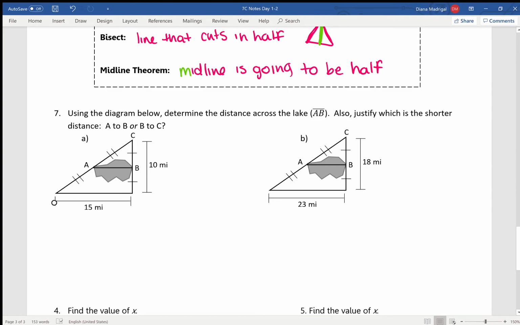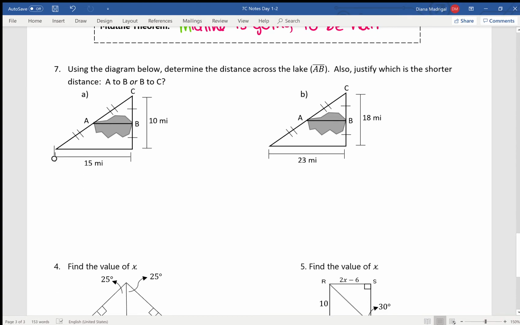Okay. All right. So number 7, it says using the diagram below, determine the distance across the lake AB. Also, justify which is the shortest distance. This one has 3 questions. You have to find the distance across the lake, and then tell me which one is shorter, A to B or B to C. So 2 questions, okay? People just answer one, and this is how they lose points. All right? So the distance across the lake, so AB, this is the distance.